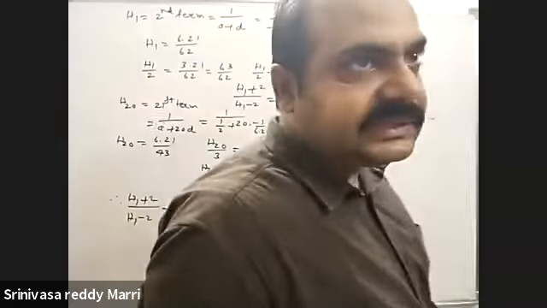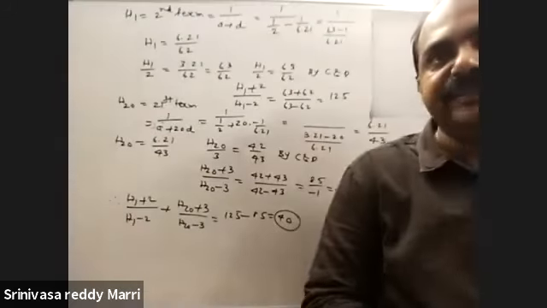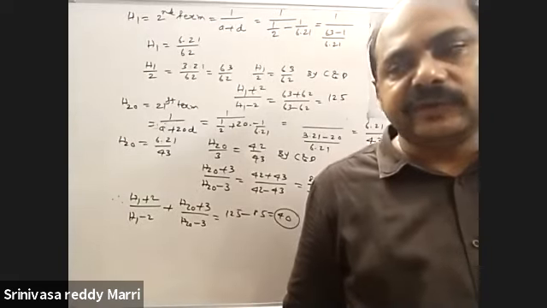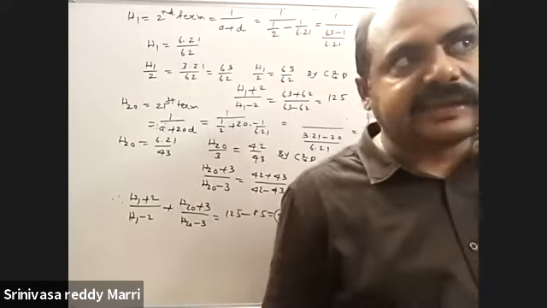In the previous class, we have seen the arithmetic mean concept. They are also the same thing. Given the first term and last term, we calculated the common difference and then all the terms.